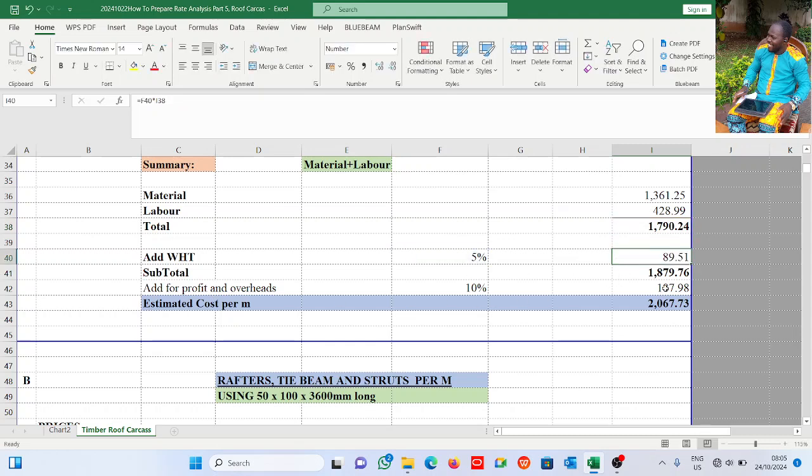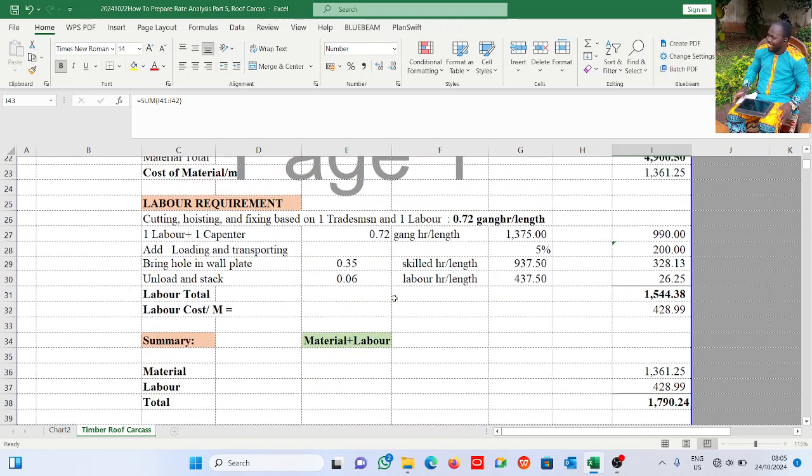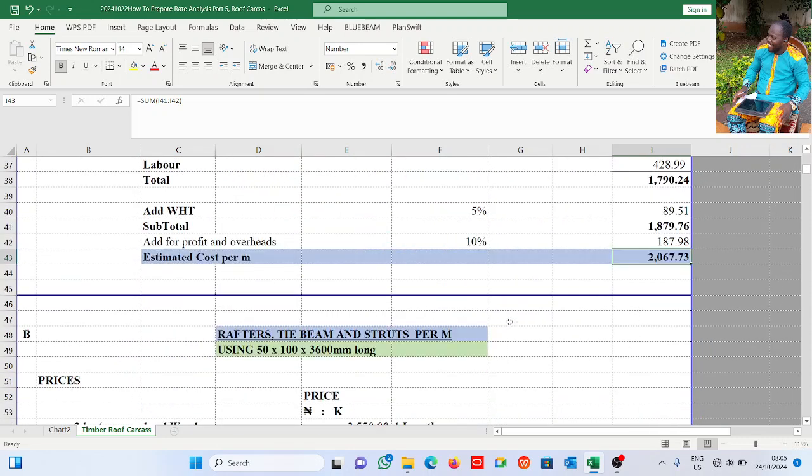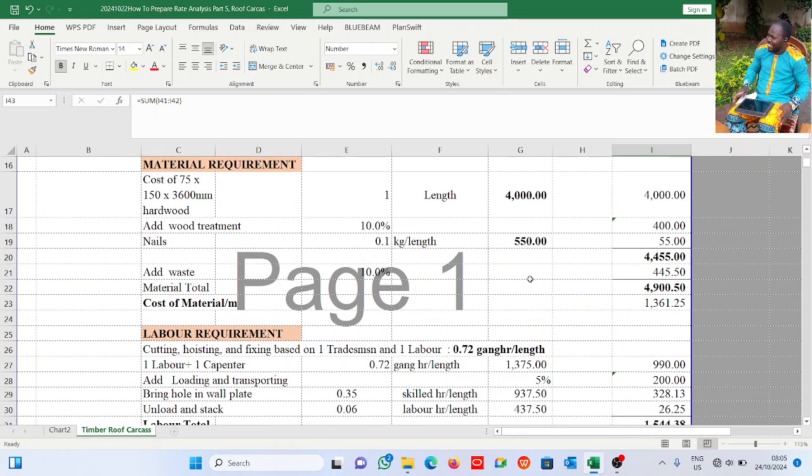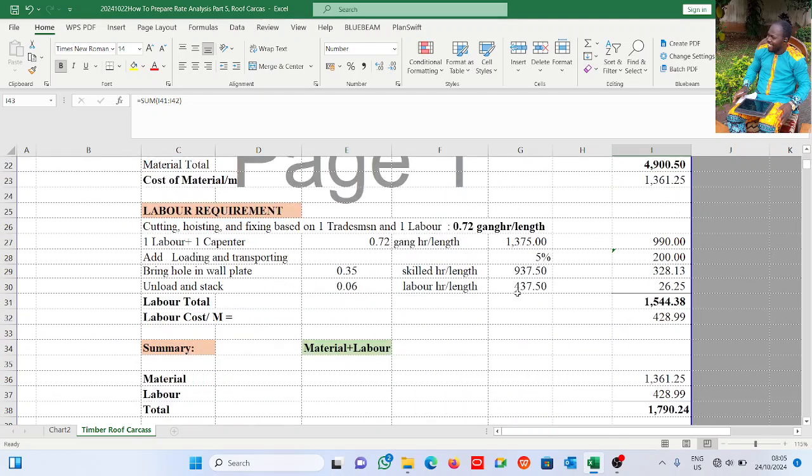Then profit and overhead. I said profit and overhead is dependent on different companies and different firms. Some use 30%, some use 25%, some use 40%, depending on the company's overhead. So the cost for hardwood timber wall plate per meter is 2,067 naira 73 kobo. You have to consider as much as you can every possible thing that you know will be carried out on that particular item, so that you will not be pricing it less.